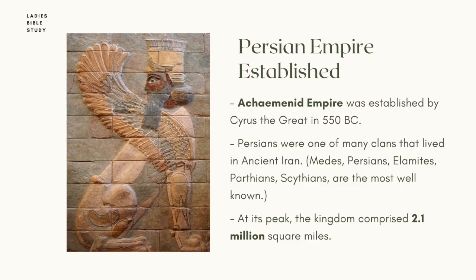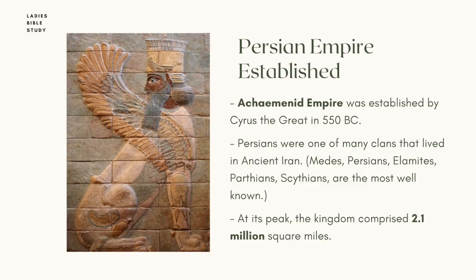Now, here's me. I'm trying to figure out, well, who were the Persians, right? Because we hear about the Babylonians, and the Babylonians seem like they're right next door to the Persians. I was trying to figure out, like, what is the difference between these people? Well, here's what I found out. Persians are actually one of quite a few clans that lived in what we would consider modern-day Iran today. And some of those famous clans were the Medes, the Persians, the Elamites, the Parthians.